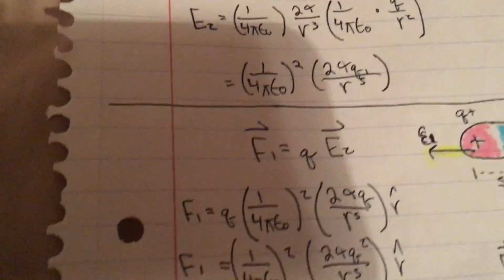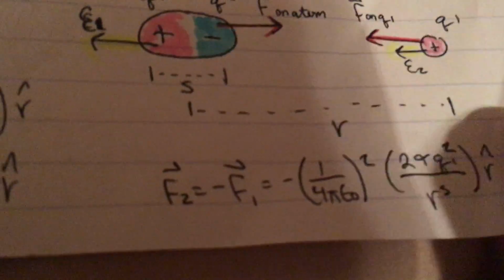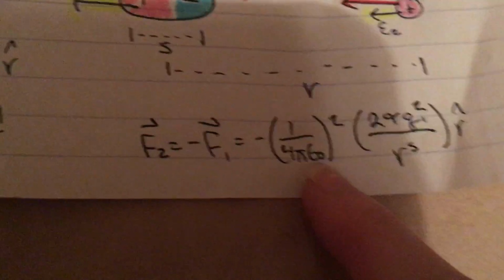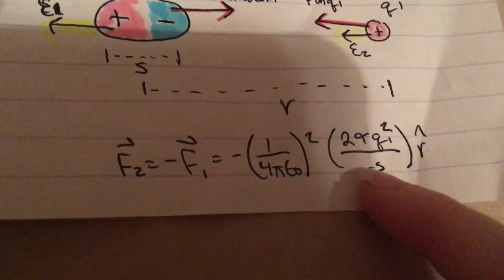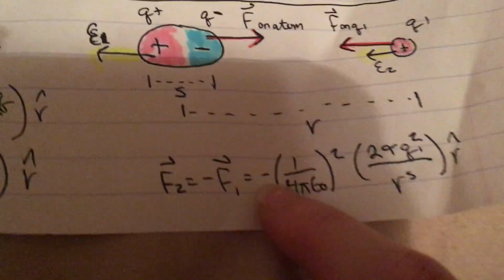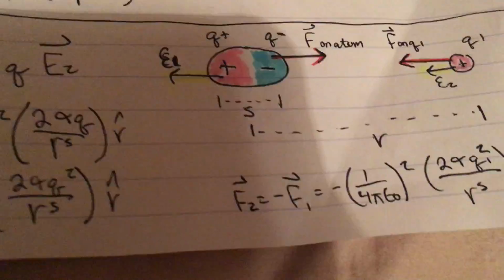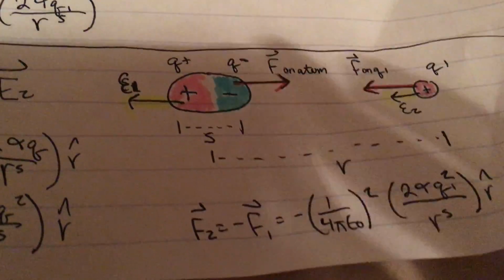Therefore, since it's equal but opposite, it can be denoted by F2 equals negative F1, which is equal to negative 1 over 4 pi epsilon naught squared times 2 alpha q squared over r to the 5th r hat. As you can see, we have equal but opposite, supporting Newton's third law. And that's how I find the force. Thank you.